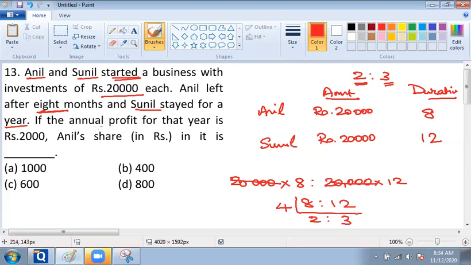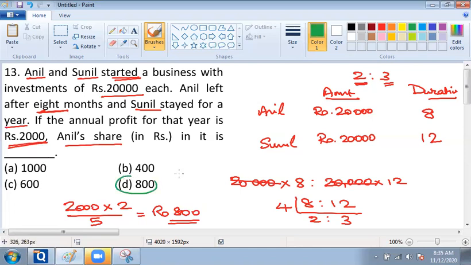You are asked to find the share of Anil if the annual profit is given to be rupees 2,000. So you have to divide this 2,000 in the ratio 2 is to 3. The part corresponding to Anil is 2. So by considering the ratio, we can see that Anil should be getting 2/5 of 2,000. And what is 2/5 of 2,000? That is equal to rupees 800. So the share of Anil corresponds to rupees 800. Option D will be the final answer for this question.